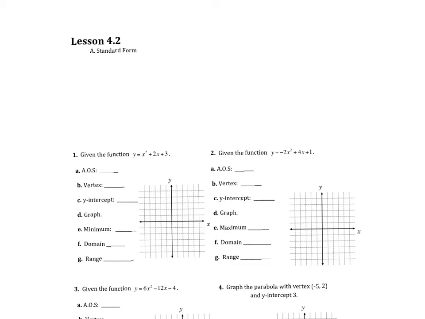All right, so we're doing lesson 4.2, all of 4.2. It's quite a bit. You have a handout in front of you, and I want you to take notes on the handout, and that's going to be worth 5 points. I will check that on Friday to see if you did it.